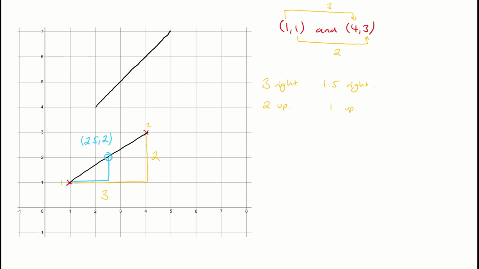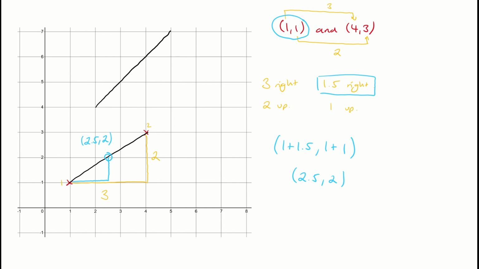2.5, 2. Okay, and we can see that if I take this point here, my 1, 1, and I go 1.5 to the right, then my x coordinate is now going to be 1 plus 1.5, and my y coordinate will be the 1 plus the 1 unit that I move up. So that would be 2.5, 2. So hopefully that concept of the midpoint is starting to make some more sense.